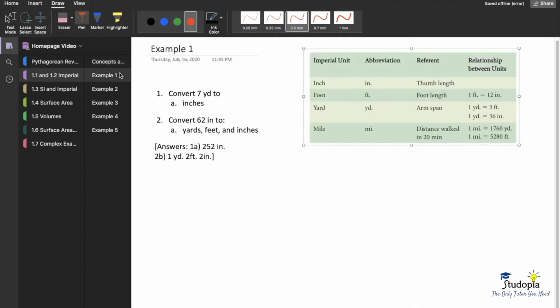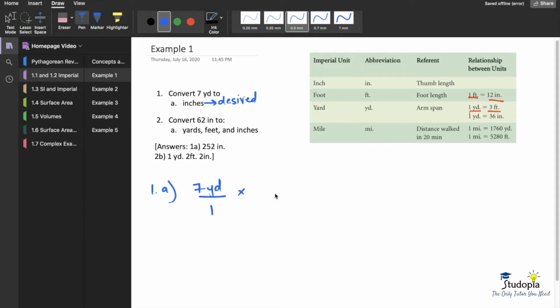So let's go to example 1. So question number 1 is asking us to convert 7 yards to inches. What I want you guys to think of is inches is our desired unit. The reason I call it desired is because this is our final endpoint. This is where we're trying to get to. So if you did 1a, we are starting off with 7 yards. We can also write that as 7 yards divided by 1 to put it in a fraction form. What is my desired unit, you guys?